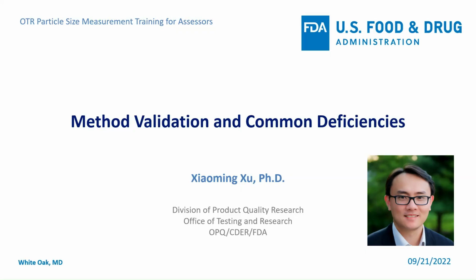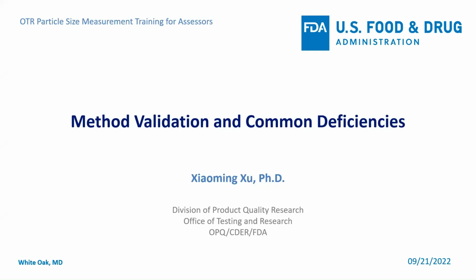So again, as I mentioned this morning, we will talk about the method validation, and also I'll share with you some of the deficiencies that we have been observing. At least we were part of the review team that has been providing some of the feedback to the review teams. And so I picked a few examples related to dynamic light scattering and laser diffraction. Those are the two most commonly used techniques that we have seen in application.